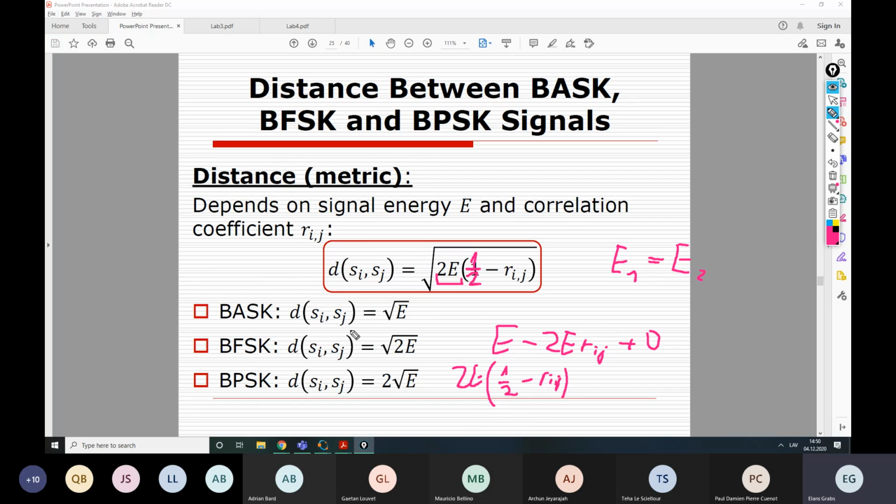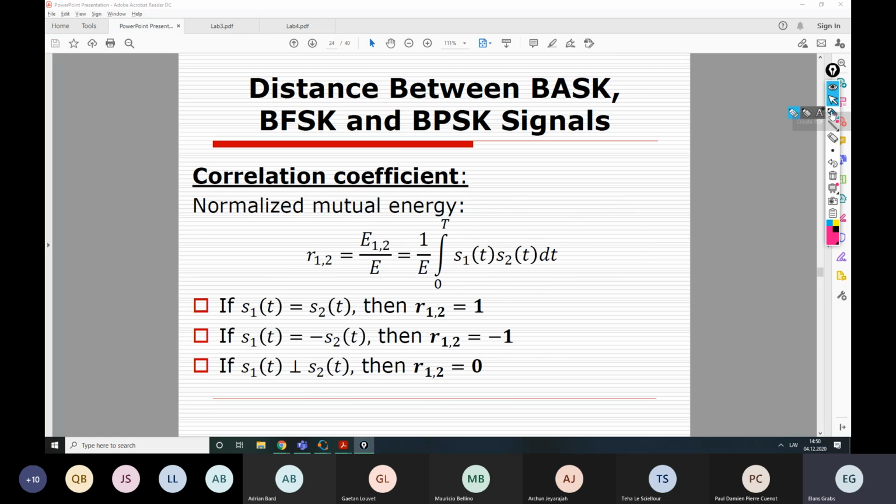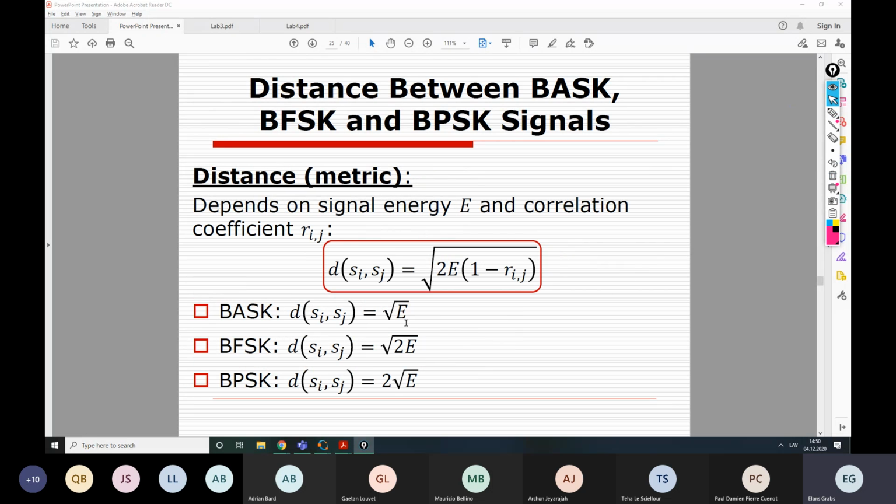Right? And for amplitude shift keying, this correlation coefficient is actually 0 because we calculate it by multiplying these two signals where S2 is 0, so meaning this will be 0, right? So this gives us the distance for amplitude shift keying signal equal to square root of the energy of the first signal. Now for frequency shift keying, we have both signal energies, so here we have 2E, here we have 1, and correlation coefficient is 0. So basically we are left with this value.